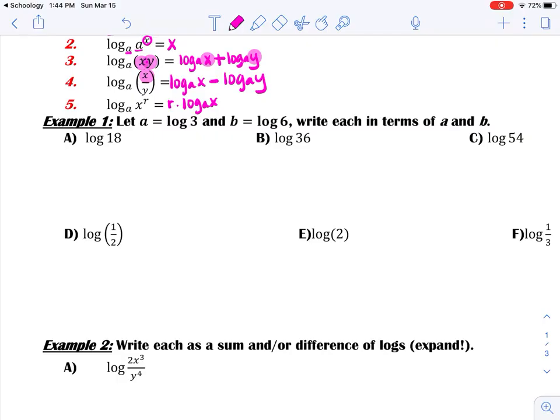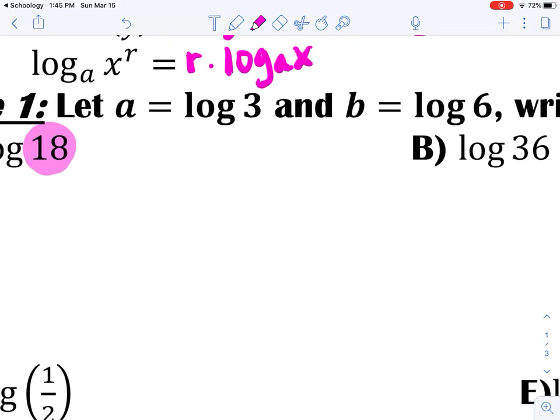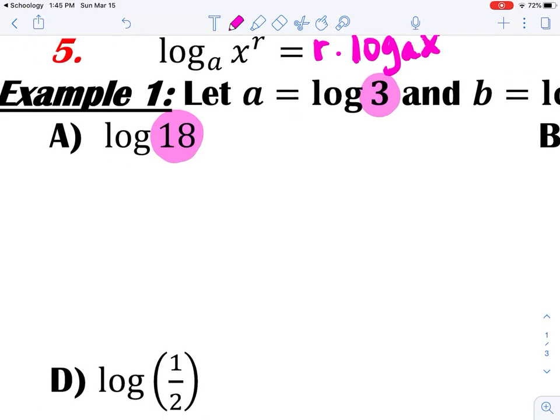This one says, let a equal common log of 3, let b equal common log of 6, write each in terms of a and b. So we'll start with this one right here. In the end, realize I just want a's and b's, maybe numbers in my answers. Right now I have common log of 18. So I'm going to look at my two arguments here, which are 3 and 6, and ask, how can I get a 3 and a 6 to be an 18? The answer is multiplication. Here's a step that people try to skip. They just put their answer as a times b.